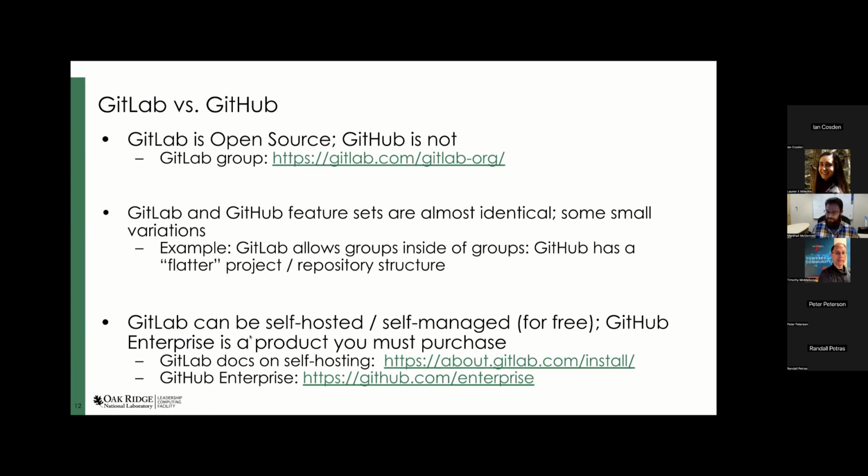Another big one, GitLab can be self-hosted and self-managed for free if you want. You can grab containers and spin up your own GitLab instance. But GitHub, the only way to do that is through GitHub Enterprise that I'm aware of, and this is a product that you have to purchase. If you're interested in those, I thought I'd pop the docs in. But the GitLab docs for self-hosting, about.gitlab.com/install, and then GitHub Enterprise if you're interested in looking at how to do that and compare those two.